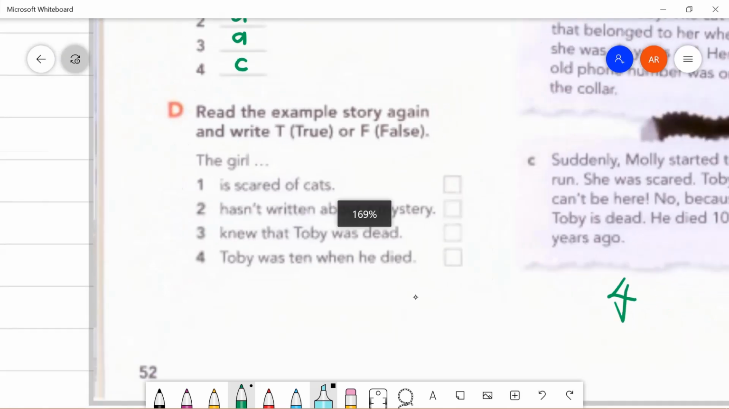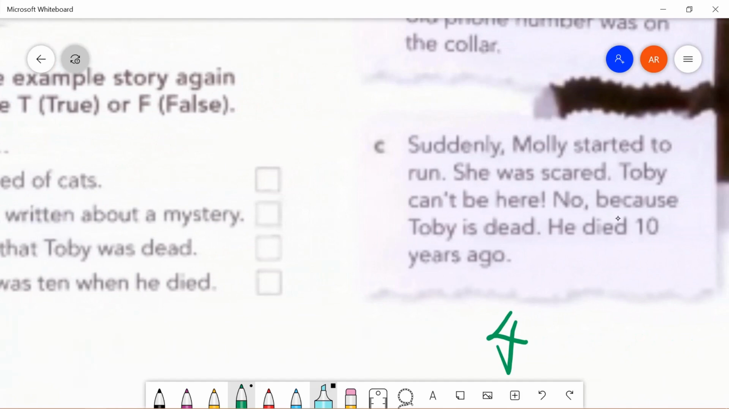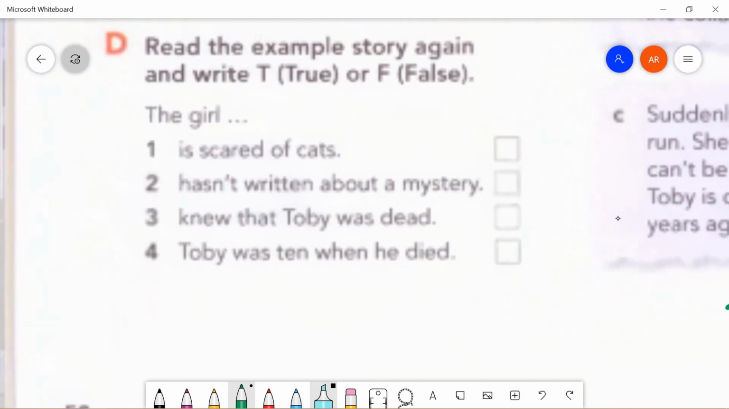Molly, what's the name? Molly, yeah. Molly was actually surprised because Toby has already died, right? How many years ago? 10 years ago. She was surprised. She was not scared of cats. If you're scared of cats, she wouldn't be having Toby as a pet before. So no, this is false. Number two, the girl hasn't written about a mystery.